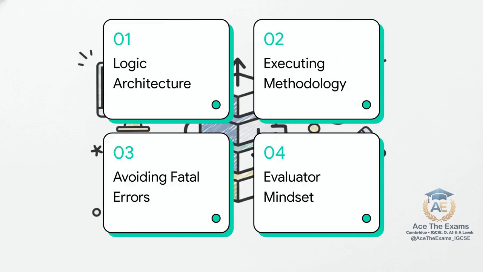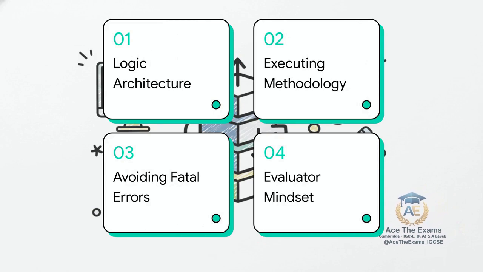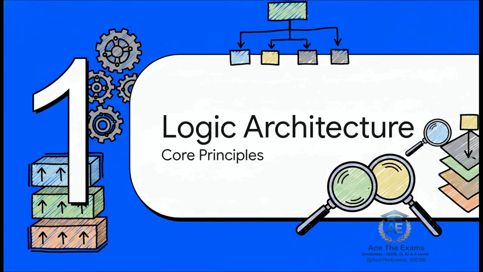Here is our exact roadmap for today, essentially your hacker's blueprint. Section 1, the logic architecture. Section 2, executing methodology. Section 3, avoiding fatal errors. And Section 4, the evaluator mindset. Let's jump straight in. Let's start with Section 1, the logic architecture and its core principles.